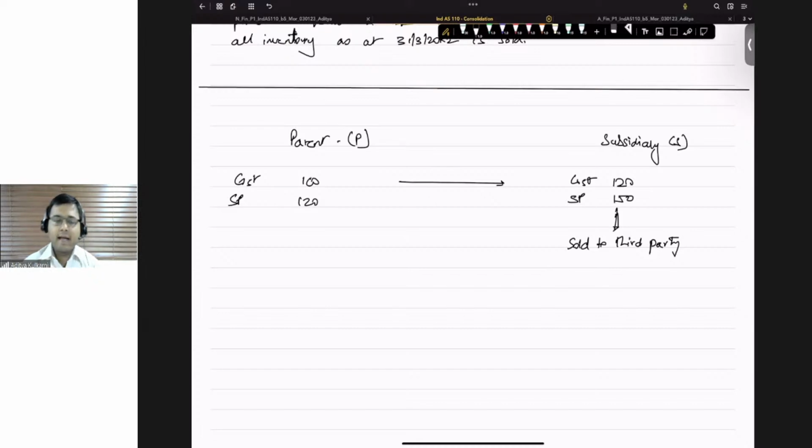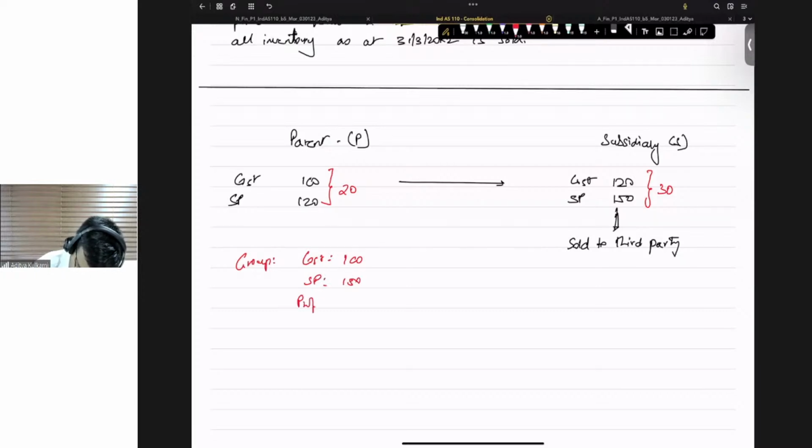Now the question is, do I need to do any adjustment from a group perspective? I made a profit of 20 here, and a profit of 30 here. From a group perspective, the cost to the group is 100, selling price is 150, profit is 50. So I'm pretty much okay with this. I don't have to do any adjustment. The gap of 20 is shown as earned by the parent, and 30 is shown as earned by the subsidiary. From a group perspective, there is absolutely no adjustment required. It's just that I've split it between two entities.